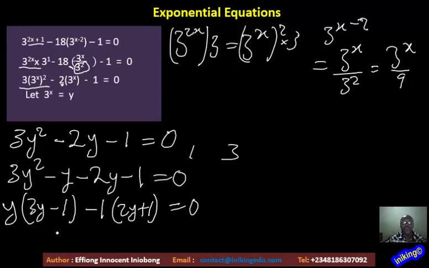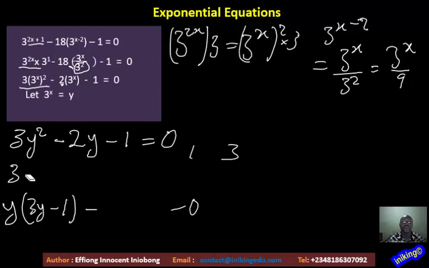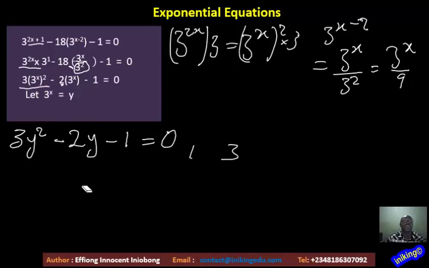Now solving this out. Sorry, this is a mistake. Sorry, I have to take this all over. This is not correct. Our factors are 1 and 3. So let's take that again.